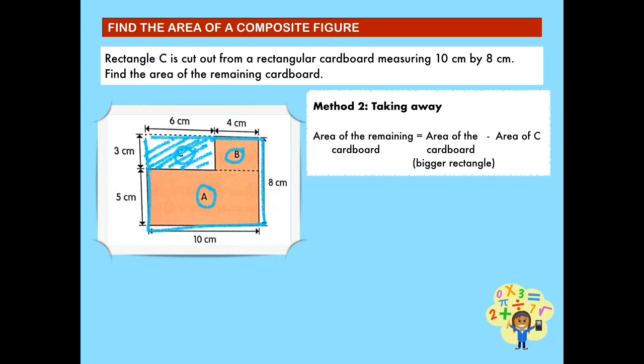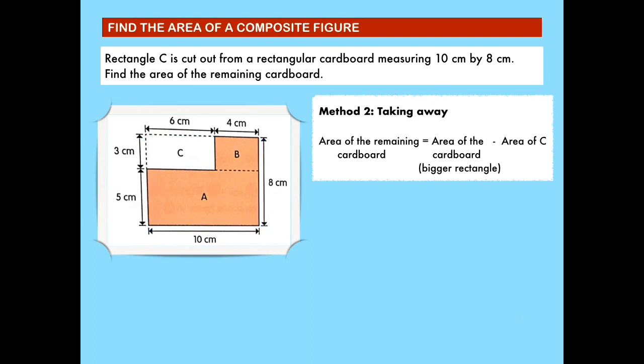To get the area of the remaining cardboard, we take away the area of rectangle C from the area of the cardboard or the bigger rectangle. Let's start by getting the area of the cardboard or the bigger rectangle.